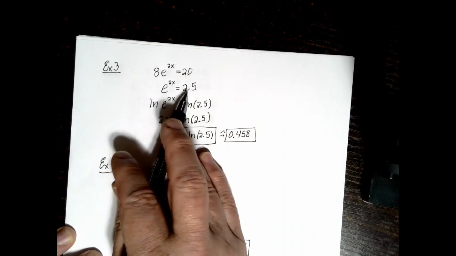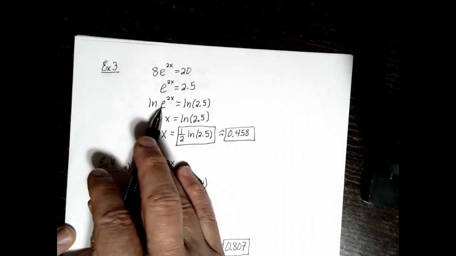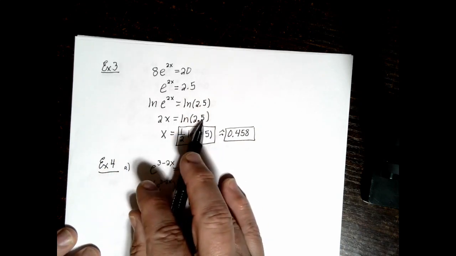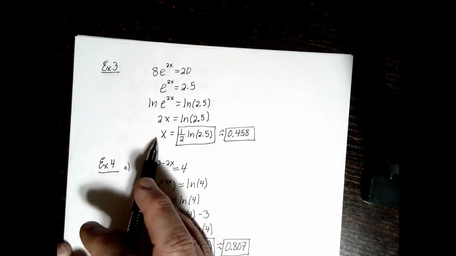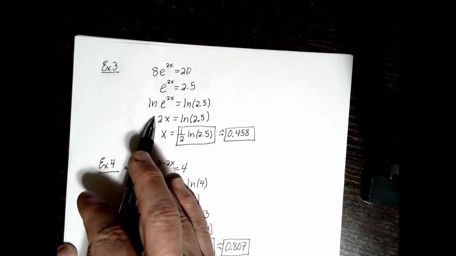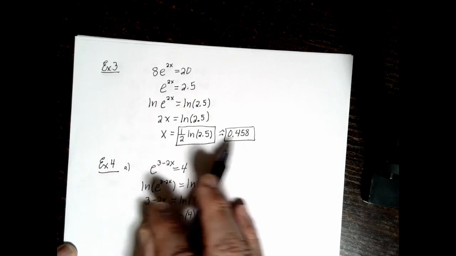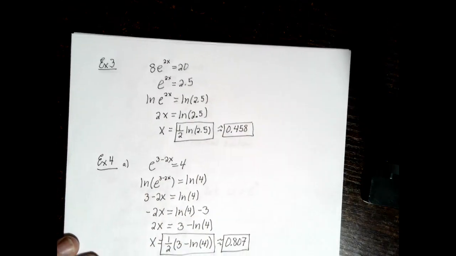You take ln of both sides. ln of e to the 2x is just the exponential, 2x. And ln of 2.5 is whatever it is. And now if you just multiply both sides by 1/2, that gets rid of the 2. And this is your exact answer, and that's your approximate answer.